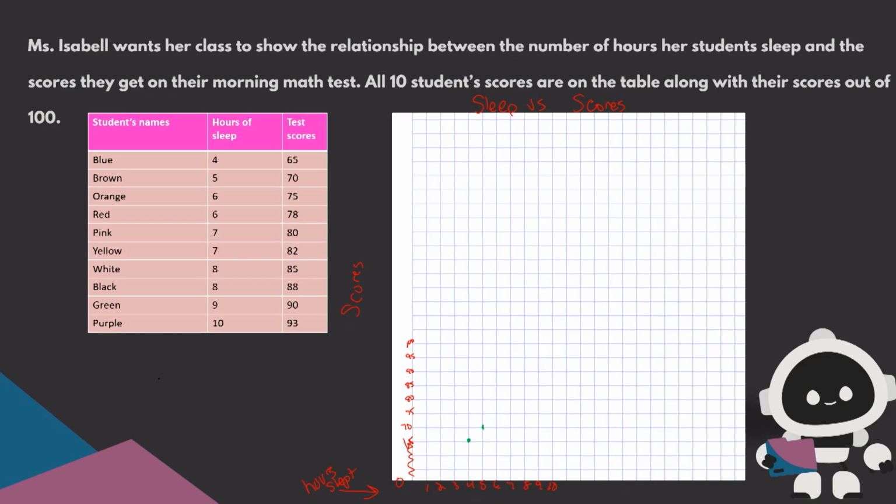6 hours, we had a 75. And 6 hours, we had a 78. So we're going to put it halfway between. 7 hours, we had 80 and 82. So we had 80 and 82. 8 hours, we had 85 and 88. So we had 85 and 88. 9 hours, we had a 90. And 10 hours, we had a 93.